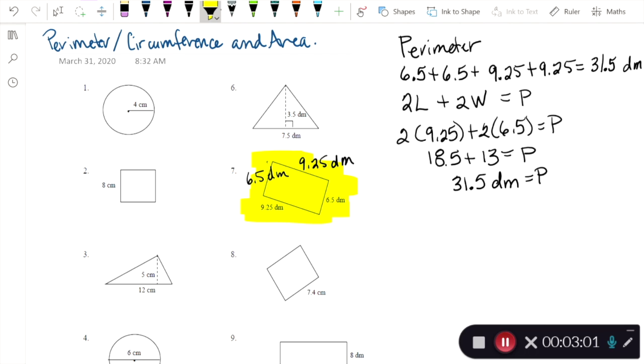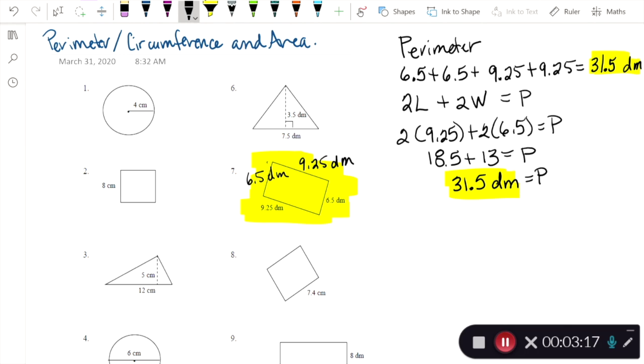So you see that whether I just go around and add up the sides individually or whether I use my formula, I come up with 31.5 decimeters for the perimeter of this figure. That means it's 31.5 decimeters all the way around.